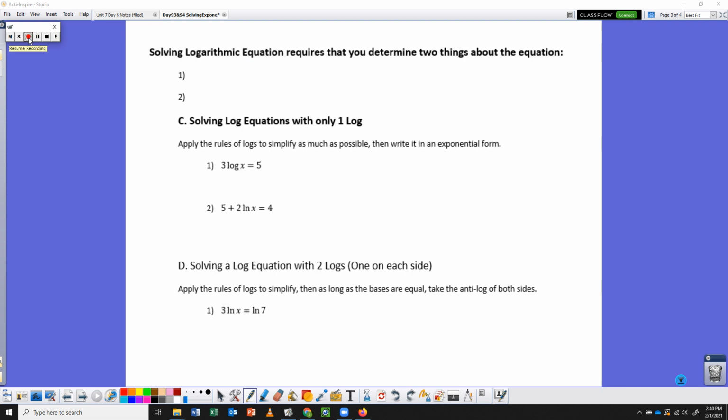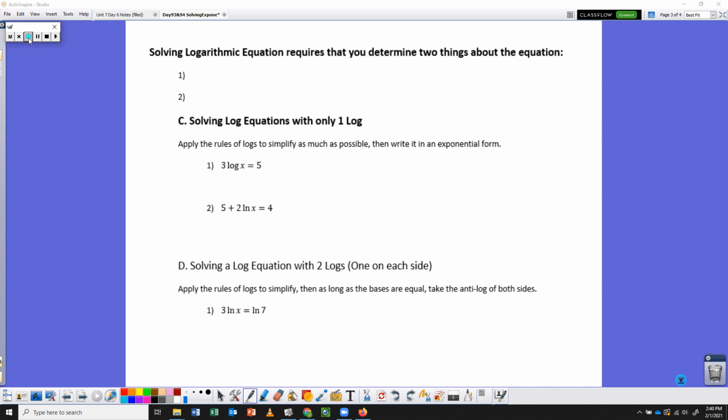So we've talked about how to solve exponential equations with powers that have the same base. We talked about how to solve exponential equations that have powers that are unlike bases. Now we're just going to take a quick look, because a couple of the problems in tonight's homework are based on this, of how to start solving logarithmic equations.